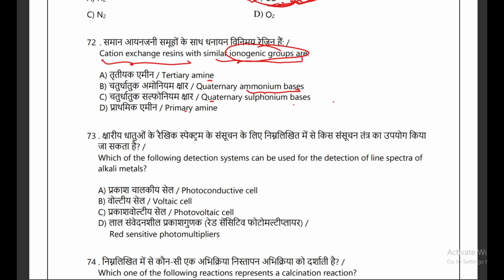of cationic group. Okay, so if you compare amines with the sulfonium base, in that case sulfonium shows good acidic character as compared to ammonium. So in this case you will see an exchange of the cationic part is better in the case of quaternary sulfonium base in comparison to quaternary ammonium base and other amines. Okay, so in this question your correct answer is C option.